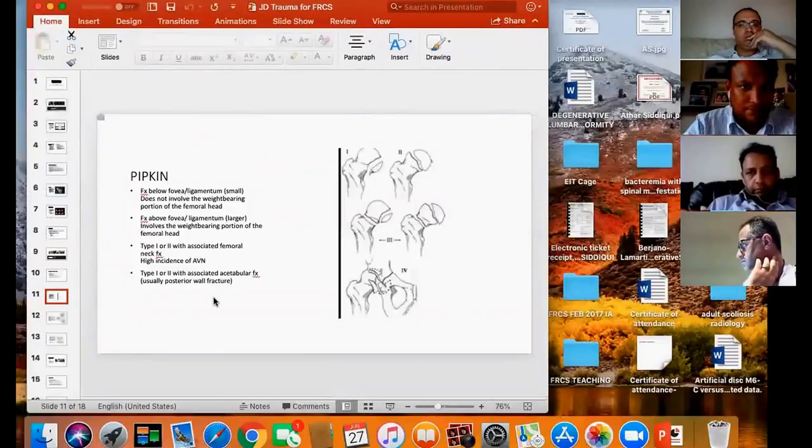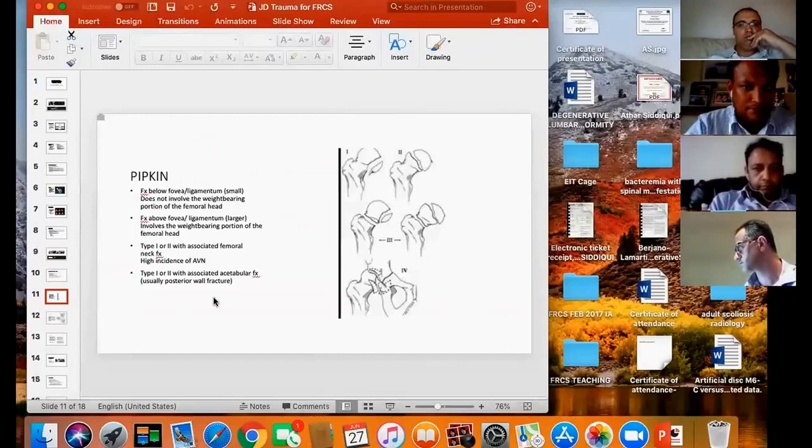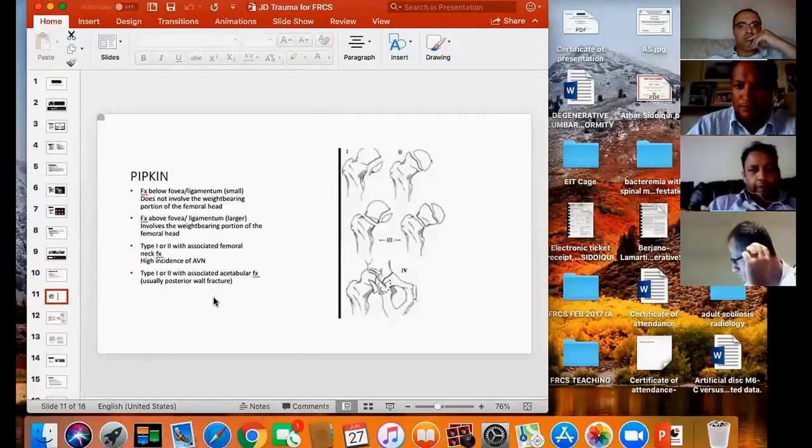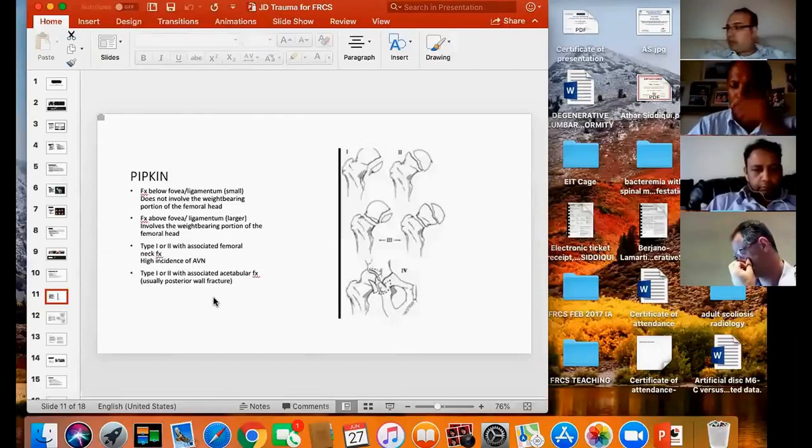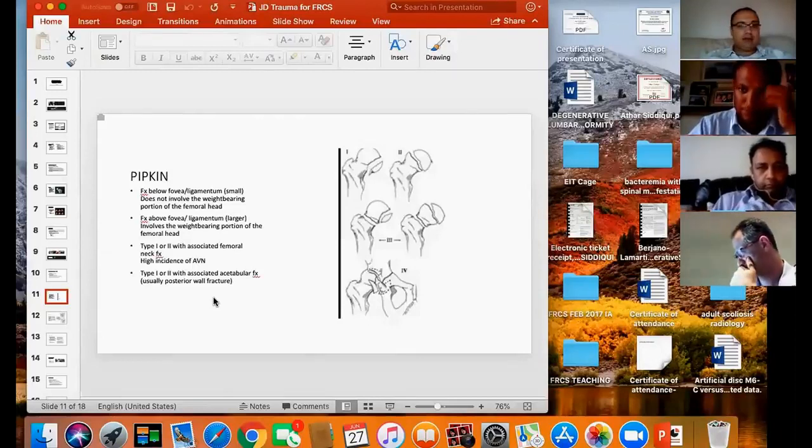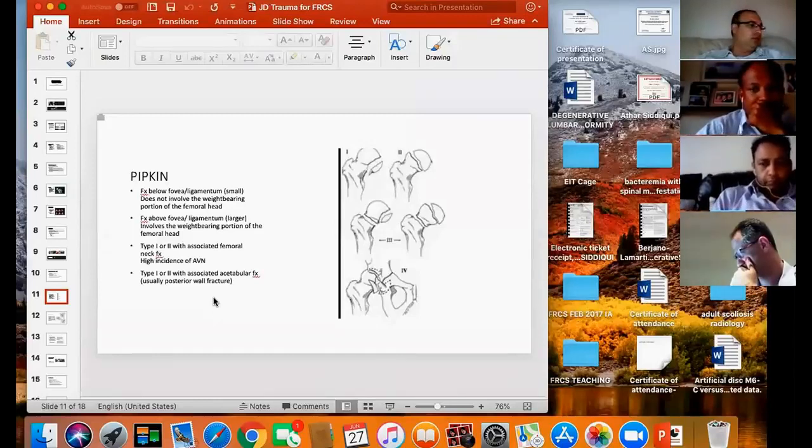When you talk about hip dislocation, you talk about femoral head fracture. As you talk about femoral head fracture, comment something about the Pipkin classification. The reason is that it has to do with the vascular supply of the femoral head, and the higher you go in the classification, the more the risk of avascular necrosis. I think types 1 and 2 are associated with femoral neck fracture, and if there is a femoral neck fracture, then the incidence of avascular necrosis is higher.